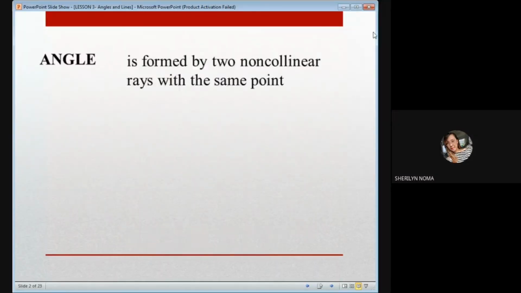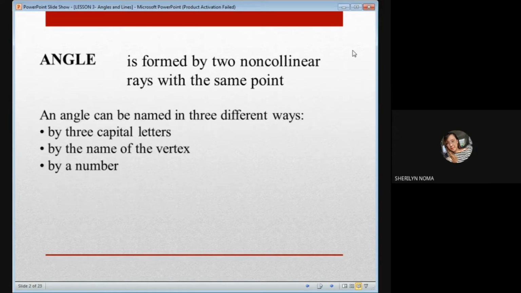Angle. When we say angle, it is formed by two non-collinear rays with the same endpoint. When we say non-collinear, it doesn't lie on the same line. Ibig sabihin, magkaiba yung position nila. So an angle can be named in three different ways.